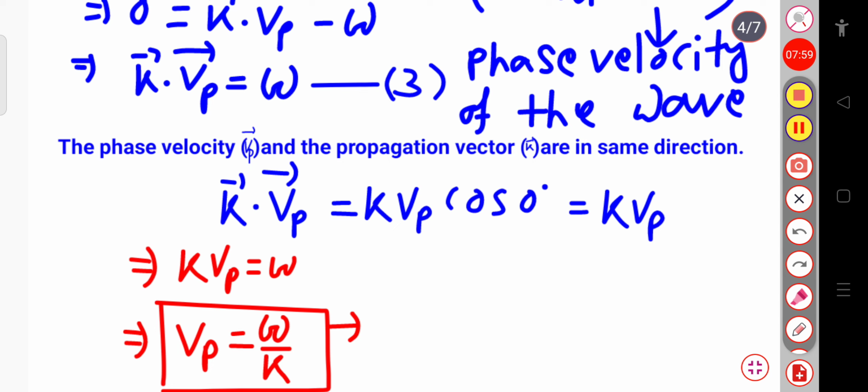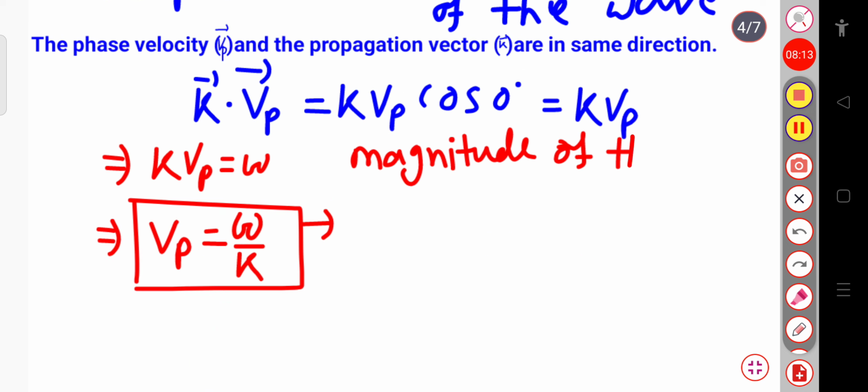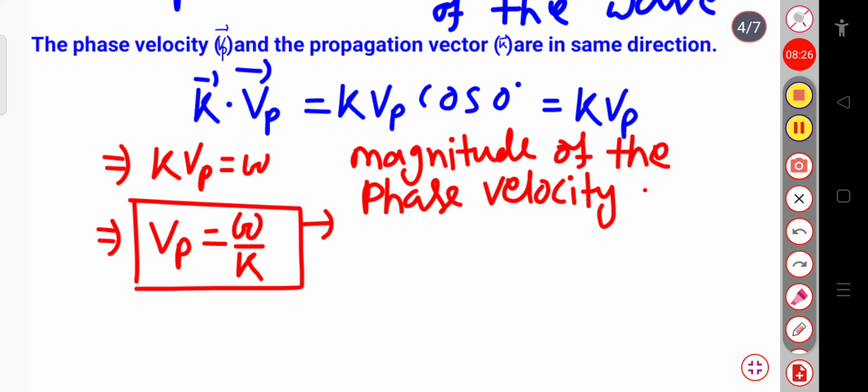This Vp equal to omega divided by k represents the magnitude of the phase velocity. This phase velocity is also known as the wave velocity, phase velocity or wave velocity.